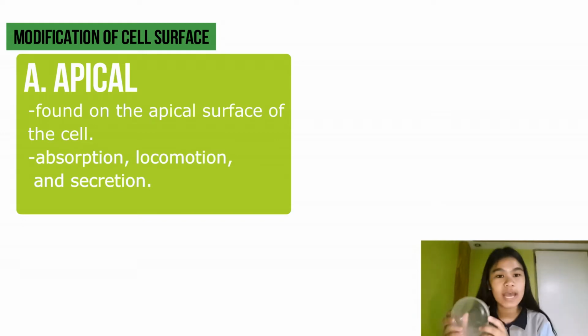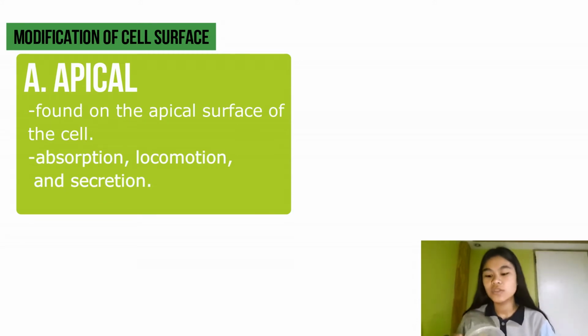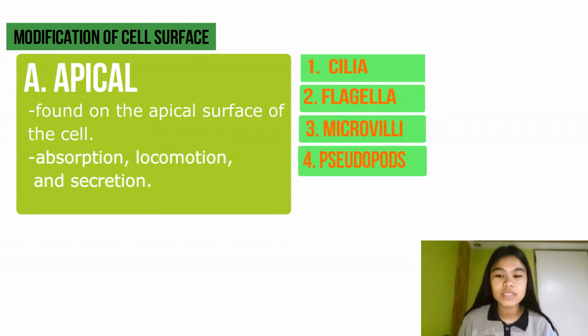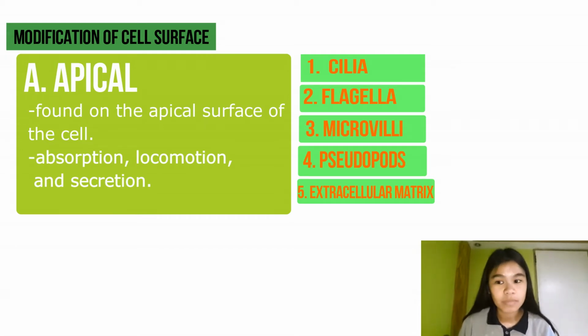So let's have here our examples kung nasaan nga ba tong apical surface. So kunyari itong container, yung nasa loob, yung surface na nasa loob, that's the apical surface. So sa apical, doon nangyayaring mga absorption, locomotion, and secretion. So, what are the types of apical modifications? We have cilia, flagella, microvilli, pseudopods, and extracellular matrix. So, we are going to discuss that one by one.